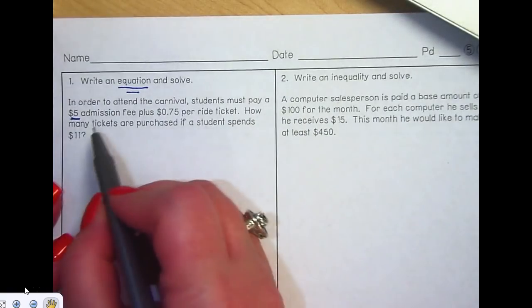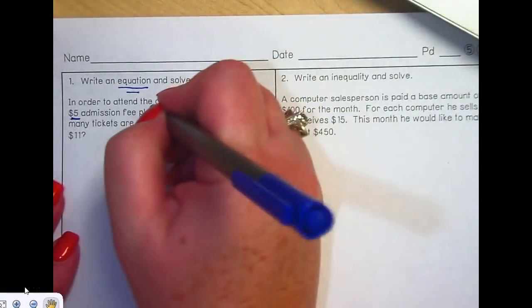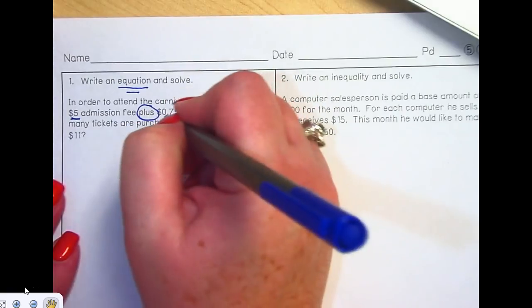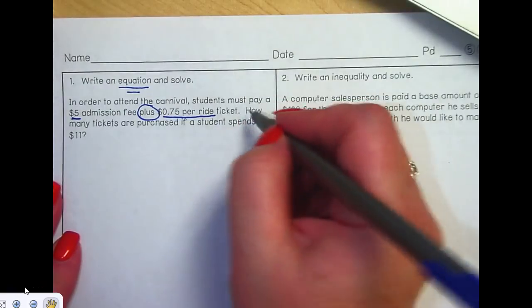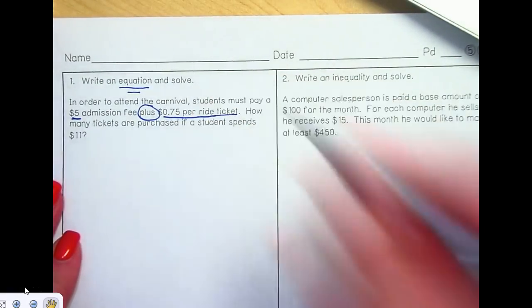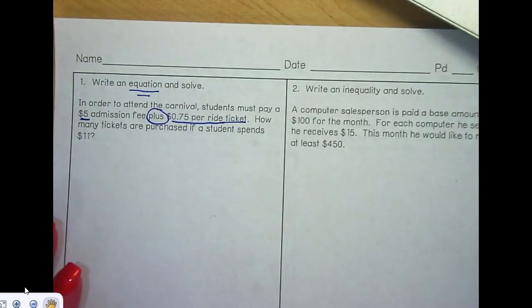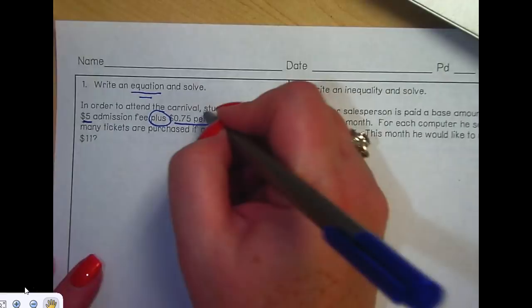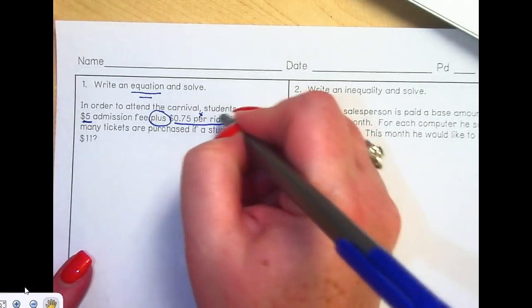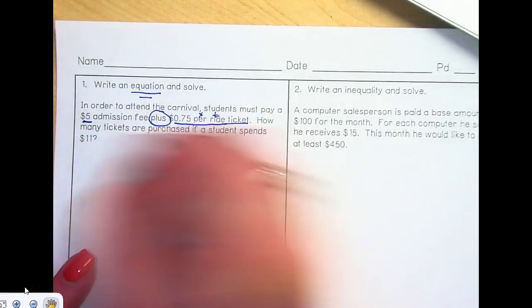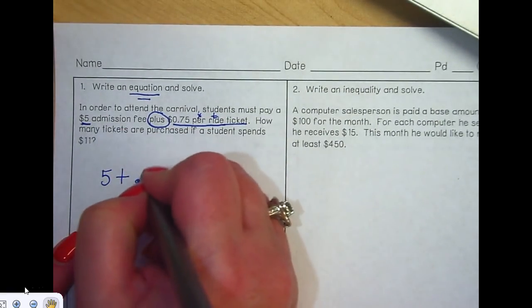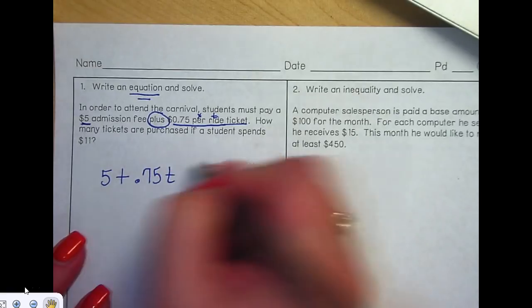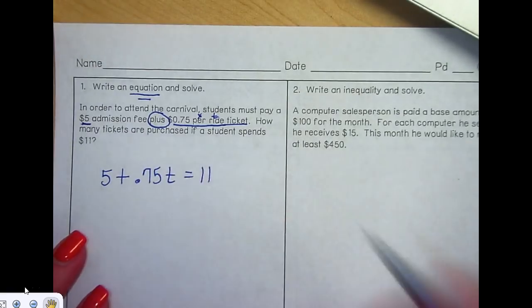Okay, so, well, let's go back and let's look. It's $5 plus 75 cents per ride, and we don't know how many ride tickets there are. So, what does per mean? Can somebody tell me what I do in math when I see per? Multiply. So it's 75 cents times the number of tickets. So it's kind of written right there. $5 plus 75 cents per ticket equals they spent exactly $11.